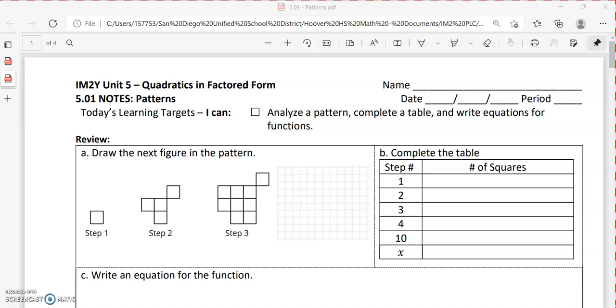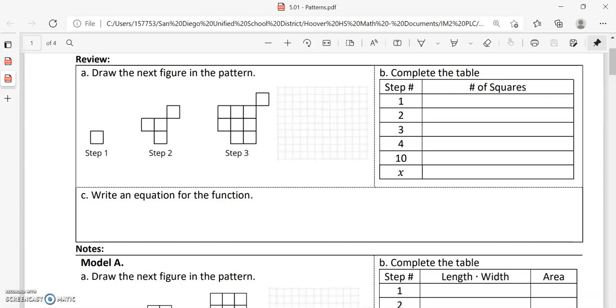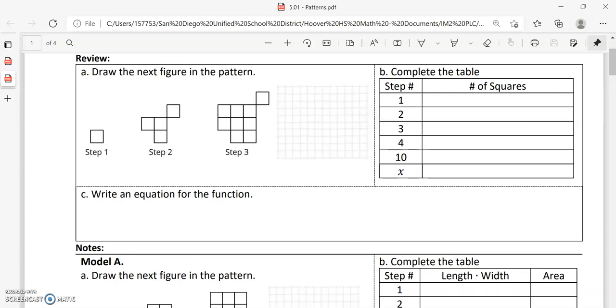Unit 5, quadratics in factored form. Our first assignment, 5.01, is patterns. We have done this before in previous units. So we're going to review this pattern, and then we'll start talking about quadratics.